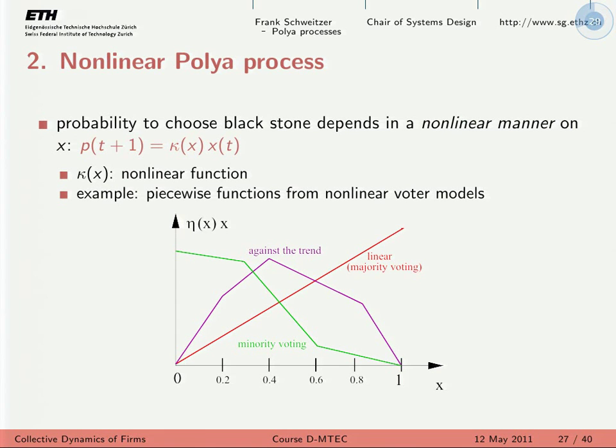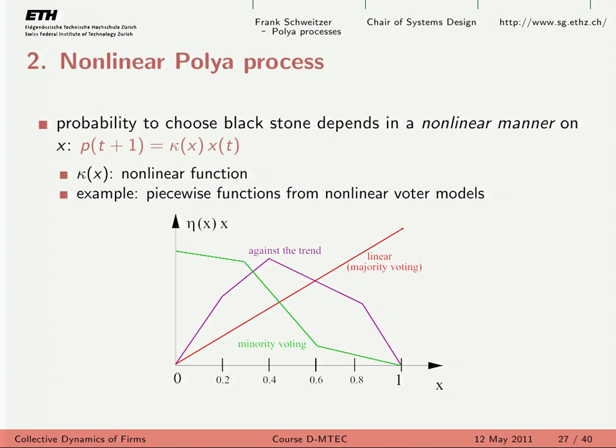Okay. So now we come to the nonlinear Pólya process. Here the assumption in the linear process, if you have to describe this in the exam, is that the probability to choose a black or a white stone is proportional to the percentage or the frequency of the black or the white stones in the urn, right? So that means there's a linear dependence. P is proportional to x, and x is a fraction of these balls.